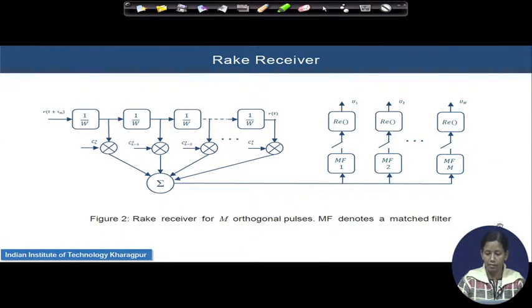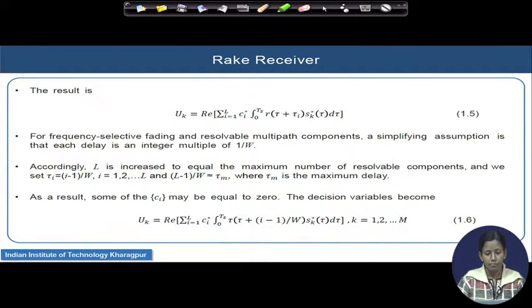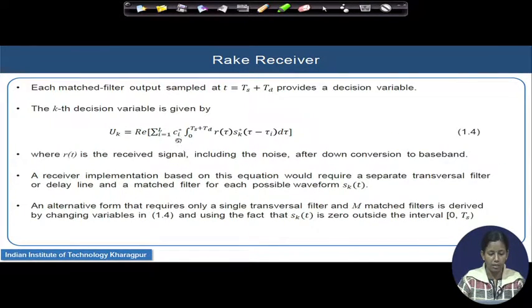I will come back here, but prior to going there, we would like to revisit the decision variable and see how the change is happening. If I change the structure like this, I will have a single transversal filter with M number of matched filters, and then how this will change.